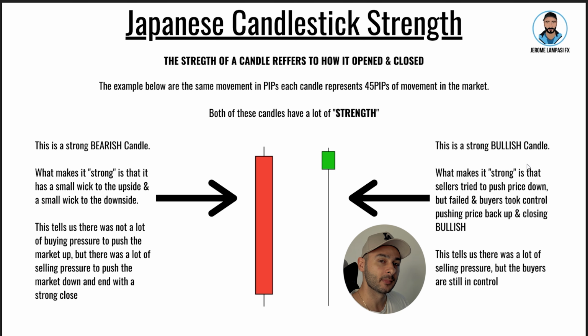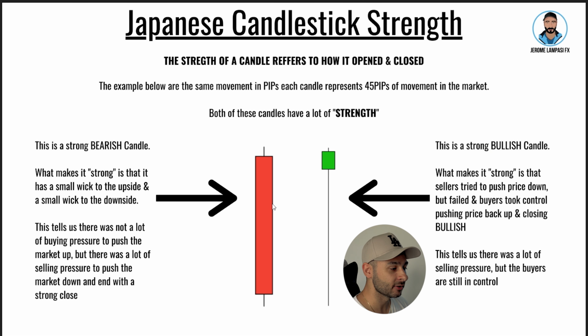So how do we determine the strength of a candlestick and why is this important? The examples below show the same movement in pips, which is points in percentage. It's a way we measure movement in the market. So each candle here represents 45 pips of movement in the market. Both of these candles have a lot of strength. So let's go through these examples and let me explain why.